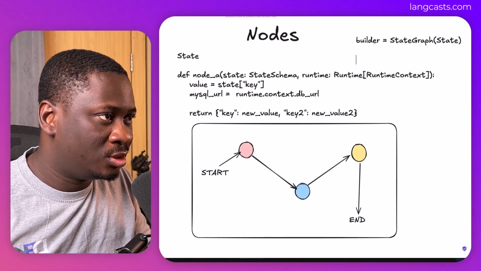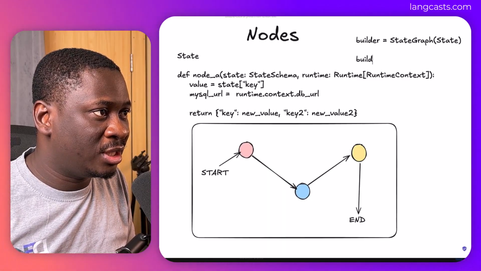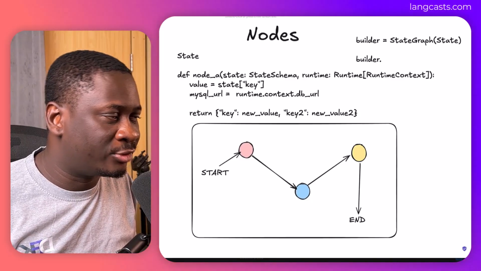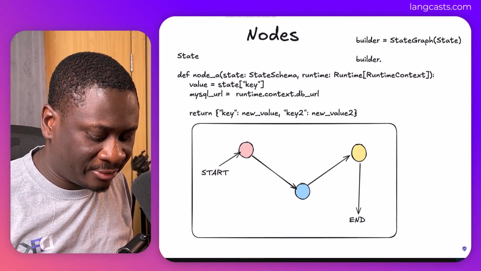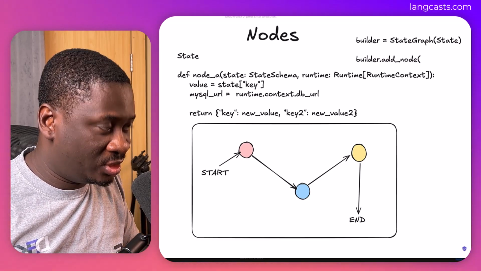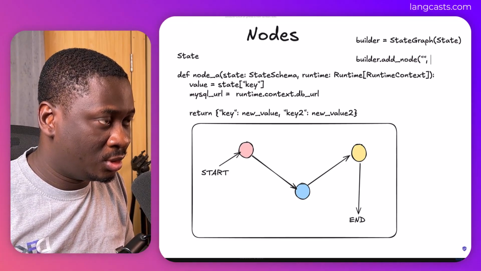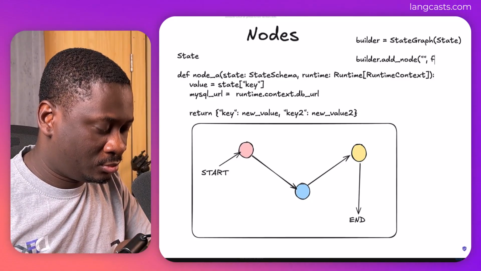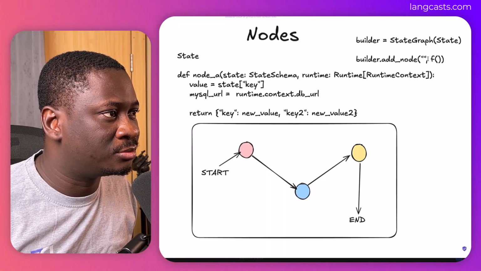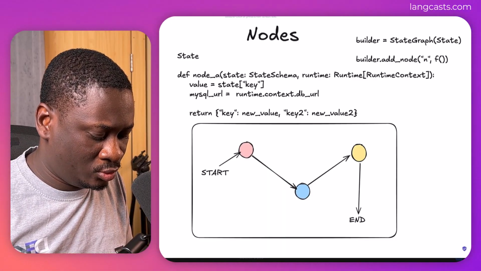You have to add it to this graph. So you say builder, and you call the add_node function. The add_node function is the function that you use to add nodes to your graph. So you say add_node, and then you give it the name of your node and the Python or JavaScript function. So let's say we call this my_node.